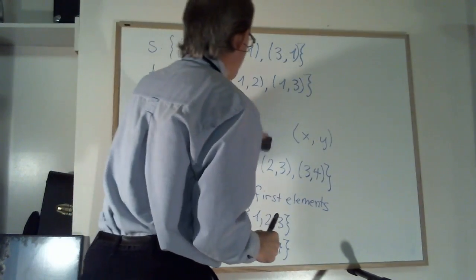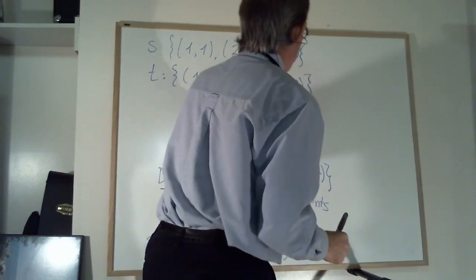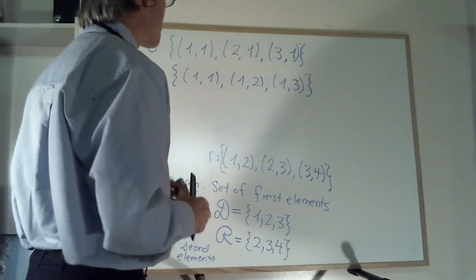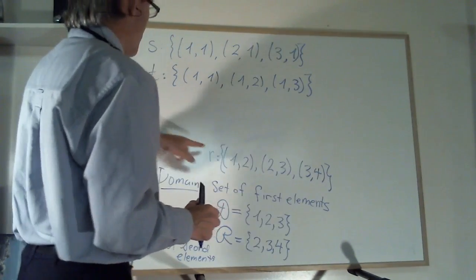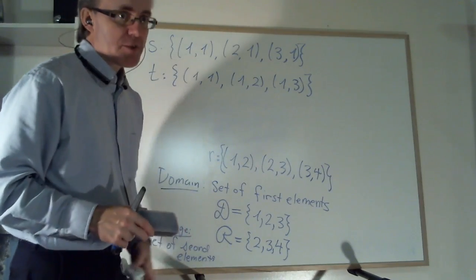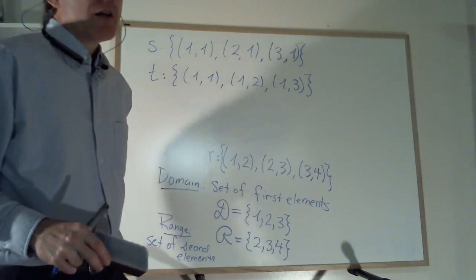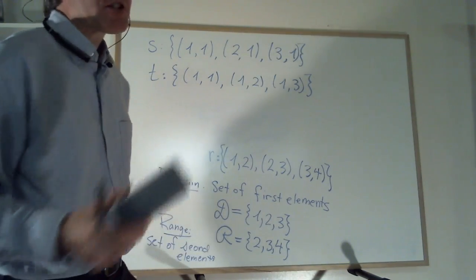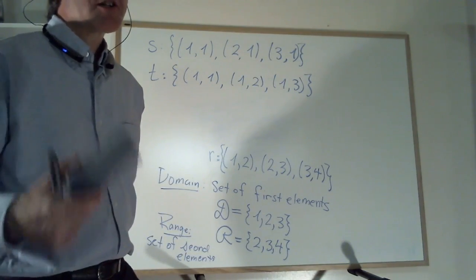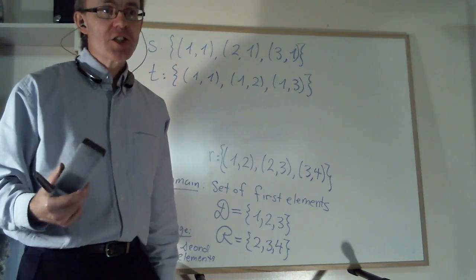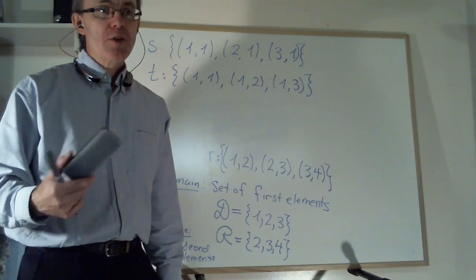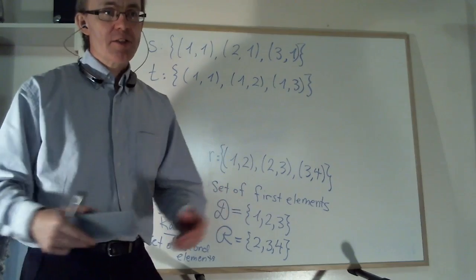Okay, so here we have three different examples. R, S, and T are three different examples of relations. Now, R and S have a special property that's different from T. We'll call this special property a function. The relation will be more than just a relation; it will be a special kind of relation called a function.